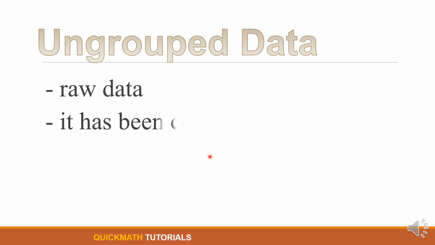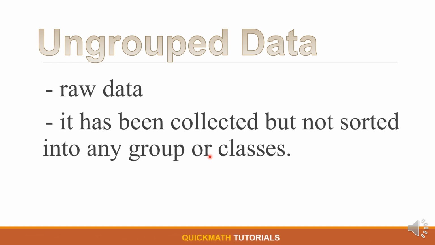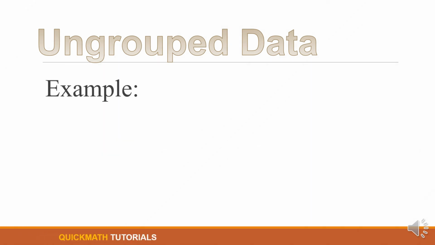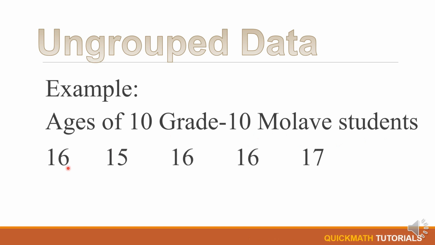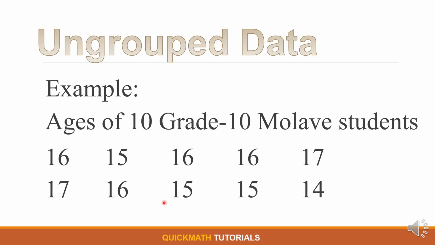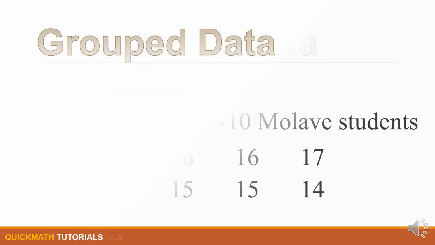There are two types of data to be analyzed. We have the ungrouped data and the grouped data. Ungrouped data are the raw data. It has been collected but not sorted into any group or classes. For example, you have collected the ages of 10 grade 10 Mulave students. So we have 16, 15, 16, 16, 17, 17, 16, 15, 15, 14. So the data are just listed.